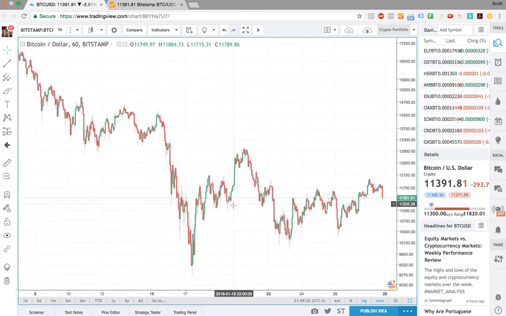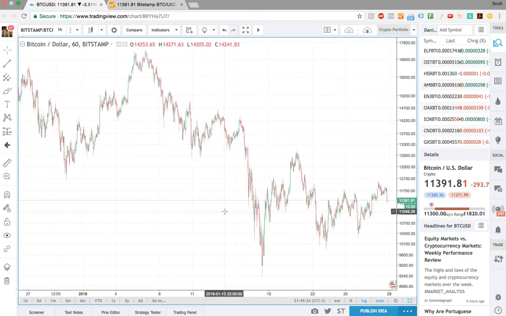So let me zoom in so you can see a bit more granularity here. And you can see the triangle pattern here and the triangle pattern here. We broke out to the upside. So what is a triangle pattern? It's not just a pretty picture. If you think that you're going to get predictive results by drawing silly lines on charts, I've got news for you. It's not going to work out that way.